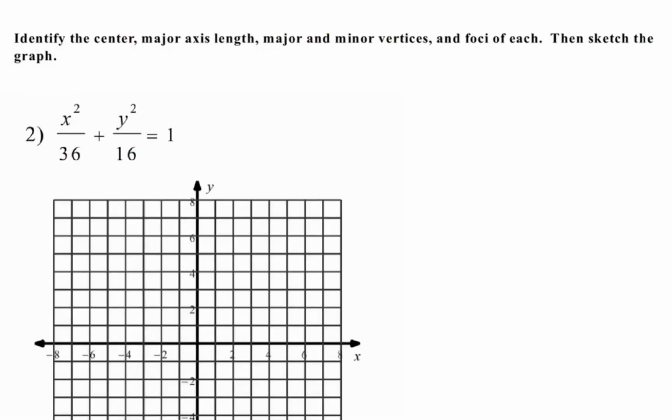Okay, so why don't you pause the video and just see if you can get this based on what we've learned so far, and then you can turn it back on and see if you did it right.